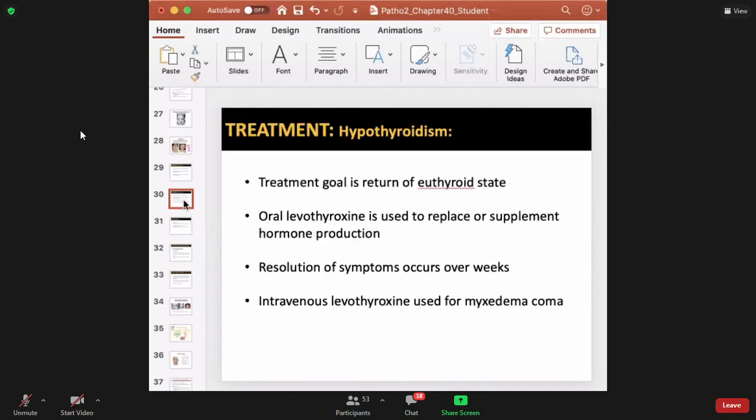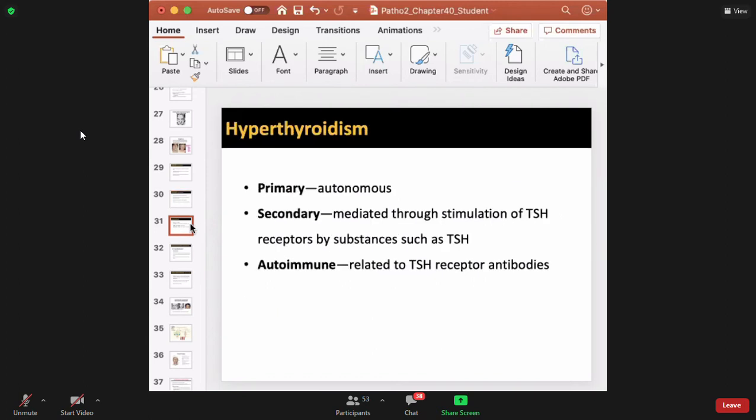Yeah. Okay. So you treat it by replacing the thyroid hormone. Something like an immunosuppressant has too many side effects and too many complications, especially because hypothyroidism is so common. It doesn't make sense to put them on something like that.